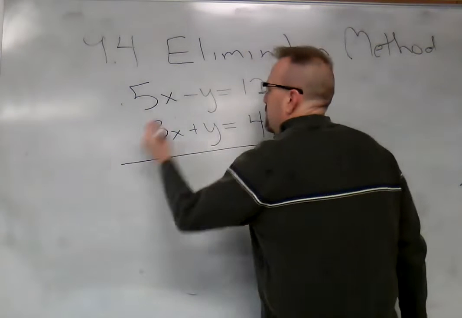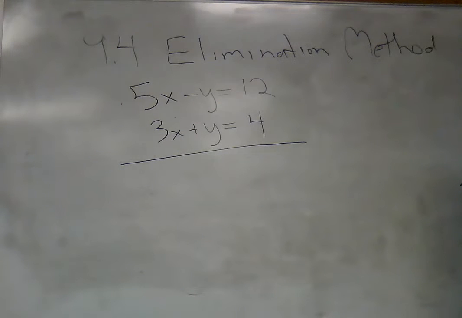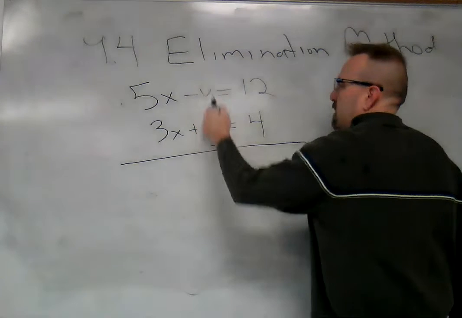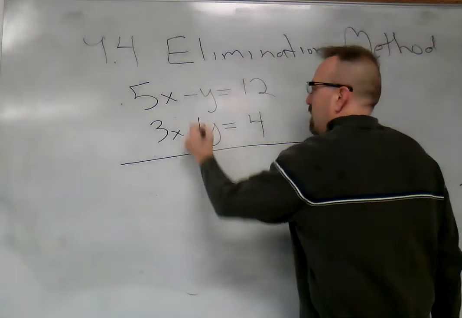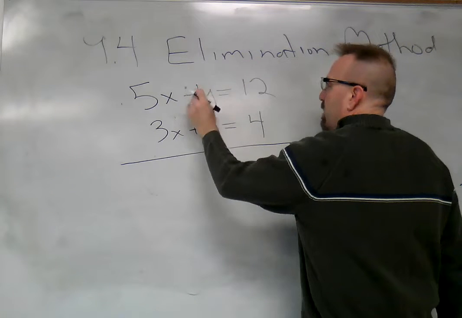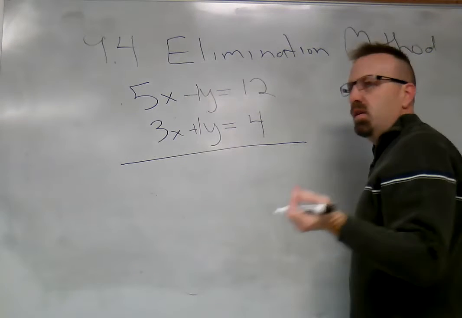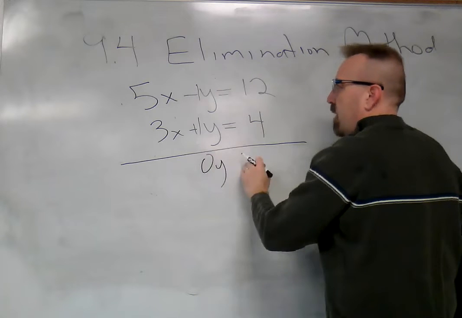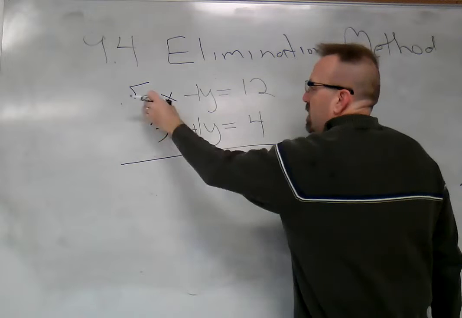So what we're going to first do is see, do we have any variables that are basically the opposite? Same number, but opposite signs. These are not the same number, but these, do they have the same number? They don't have a number, but what is that number? 1. So if we were to add them, what would positive 1 and negative 1 be? 0. So we eliminated our y's, didn't we? This first one, we're going to write it down, but the next one, we're not going to worry about because we don't actually need that.